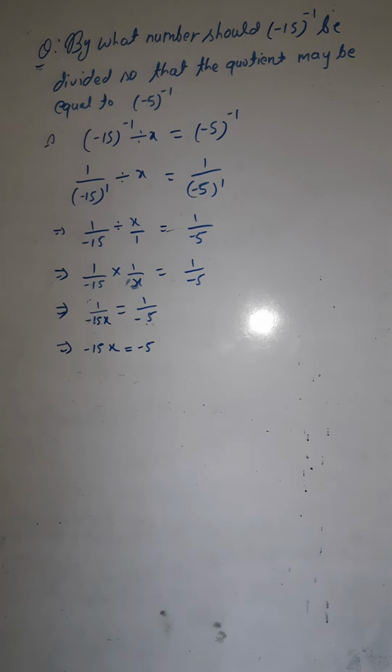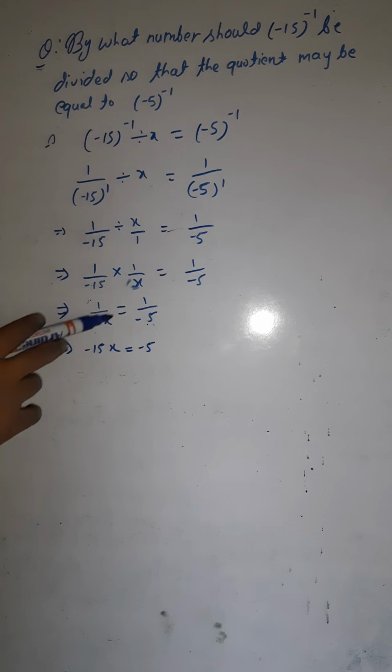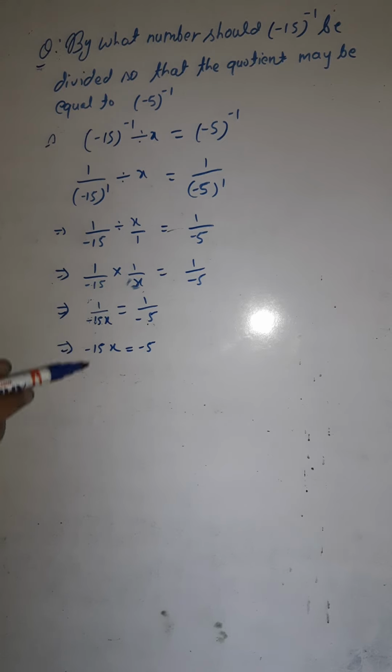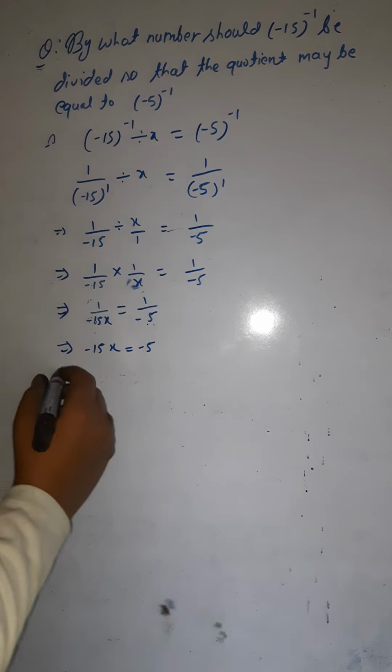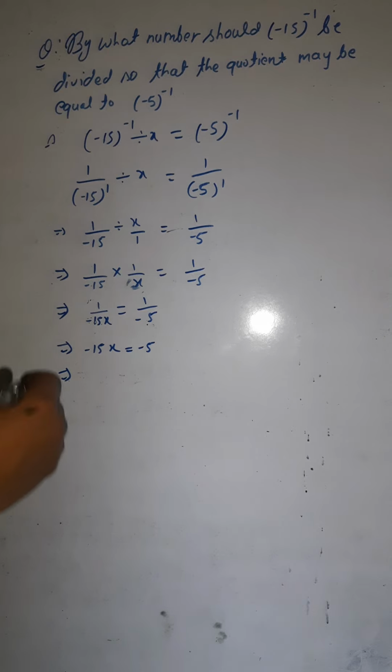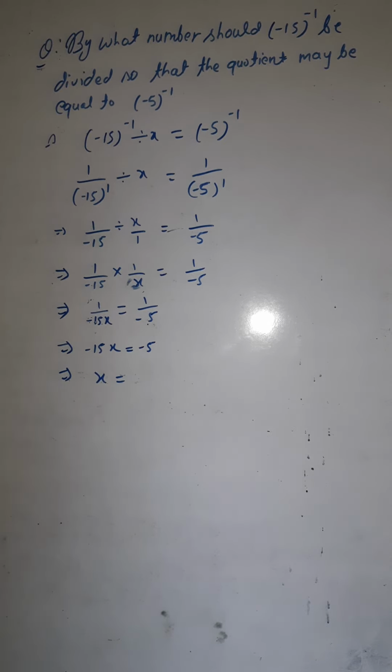Are you getting this? Okay. Minus 15x into 1, minus 15x. Similarly, minus 5 into 1, minus 5. Are you getting this? Very good. Now we can find out the value of x from here. So x would be equal to, leave this alone here, x. So x would be equal to how much?